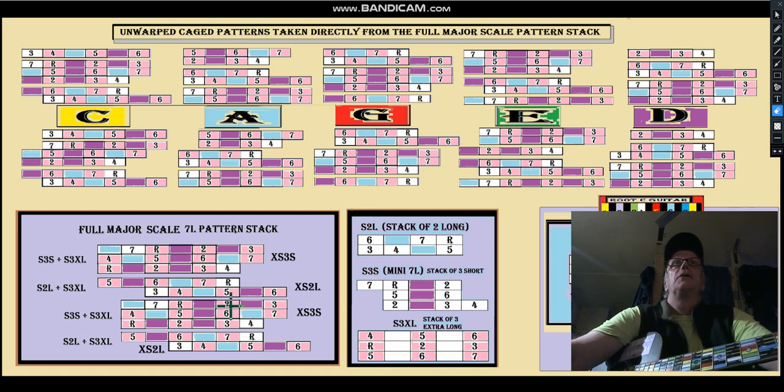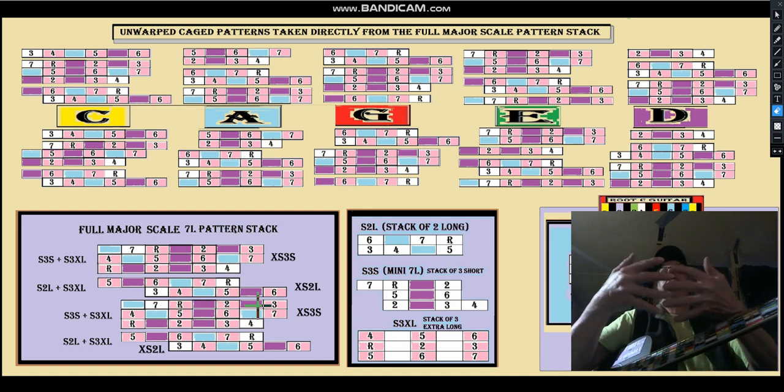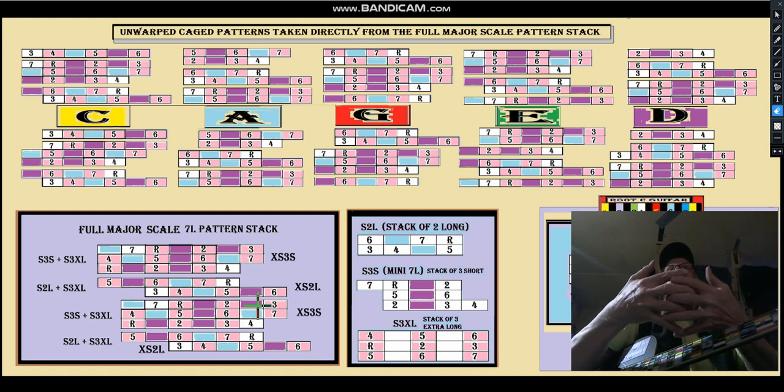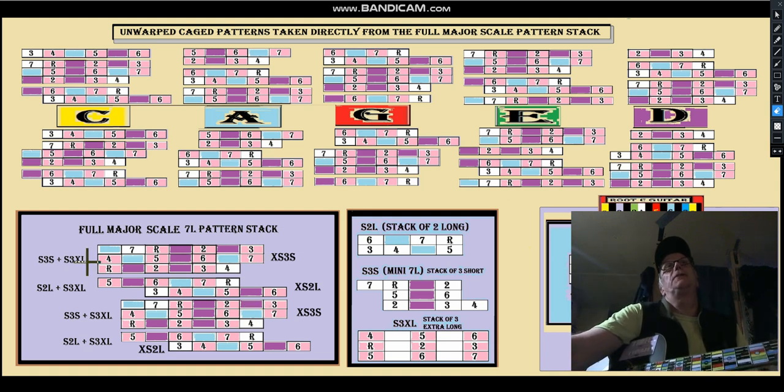So R23. So we have the full 7R2 and we have the R23, and they're allowed to share notes this way. That's what gives this stack its particular shape.